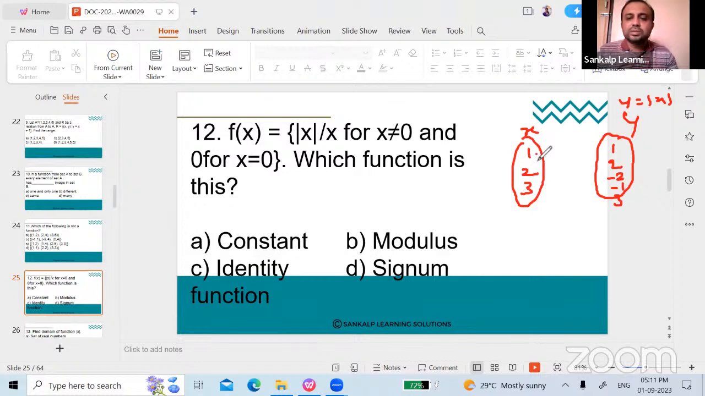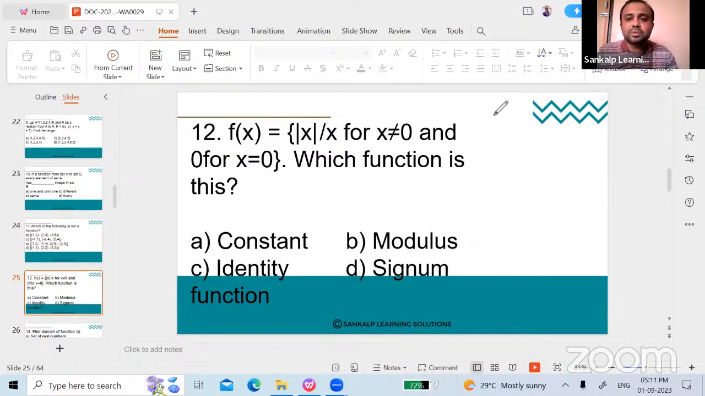So here, x is 1 and y is also 1. For x is equal to 1, y is 1, and for x is minus 1, then also y will be 1 only. In this way, the function exists. There are many types of functions, as I said. What are those? First one: 1 to 1.